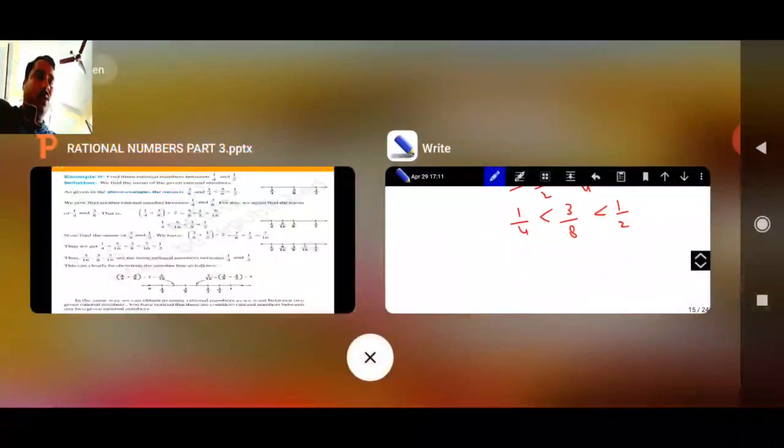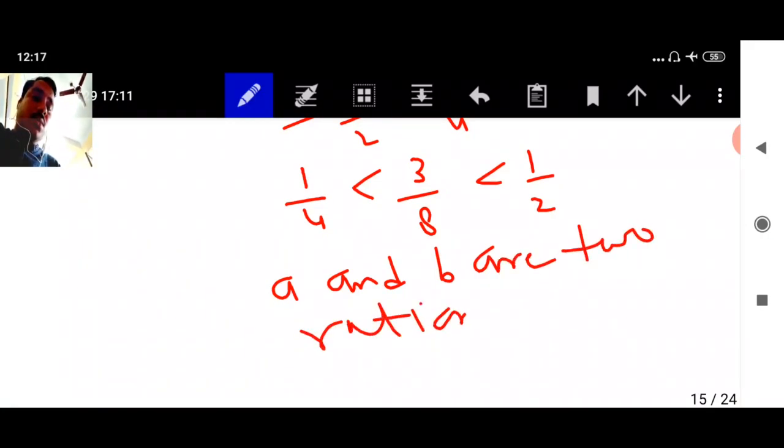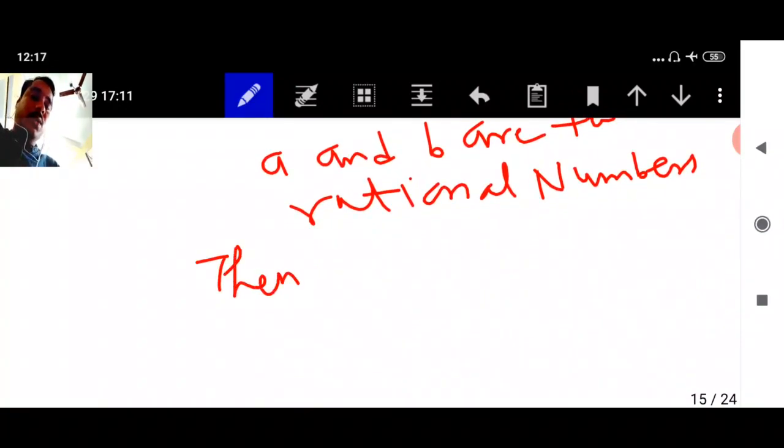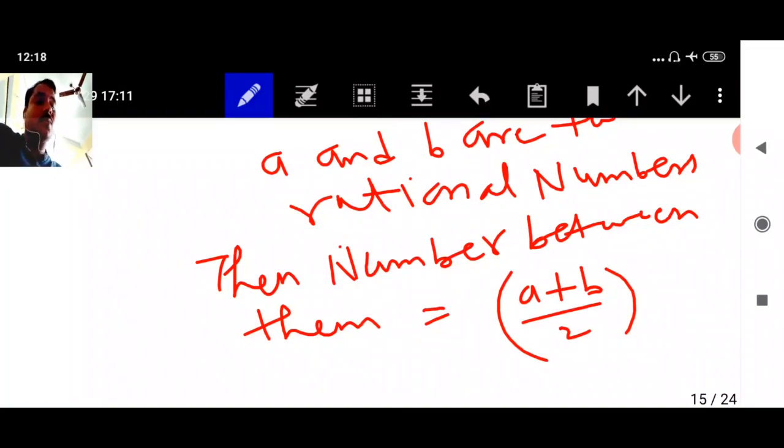Students, notice here that to find the mean, if A and B are two rational numbers, then the number between them is equal to A plus B by 2. How many numbers? 2 numbers. So sum of numbers upon total number of numbers, 1 by 2.